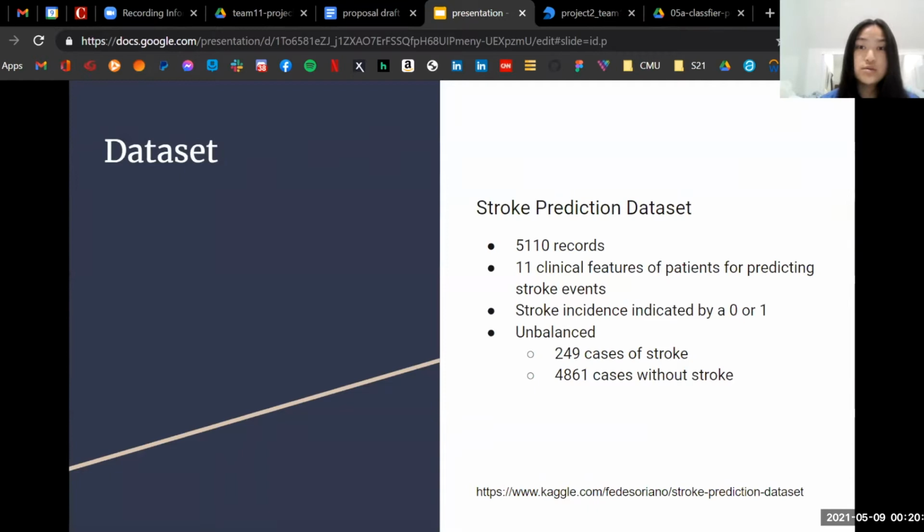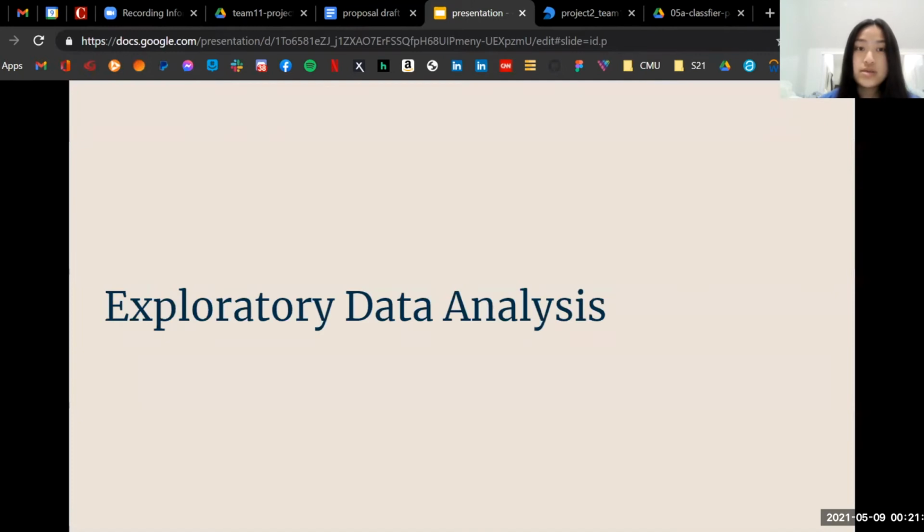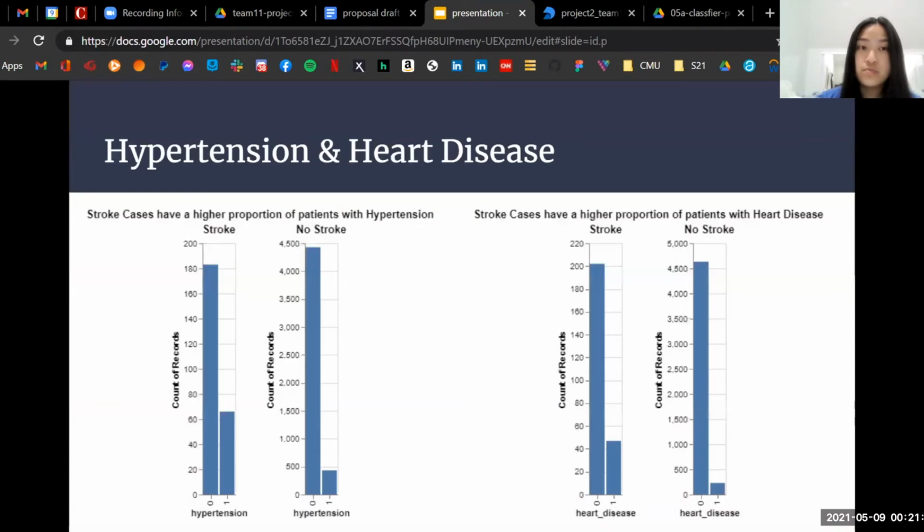So we chose to use the stroke prediction dataset, which we found on Kaggle. The dataset contained 11 different clinical features that could potentially factor into stroke occurrence, and then stroke incidence was also noted in a separate column as either a 0 or 1. We started our analysis by researching the different features and comparing how the distributions of the features differed when comparing the cases with stroke and the cases without stroke.